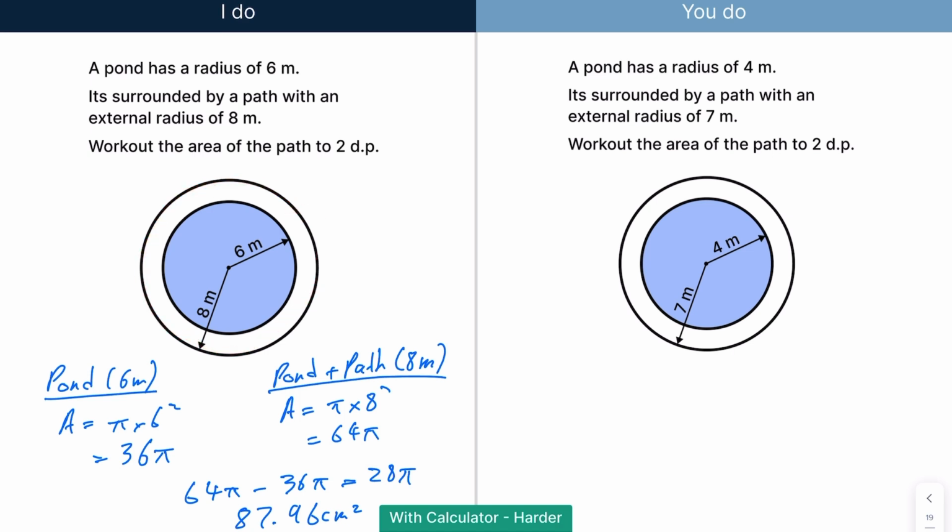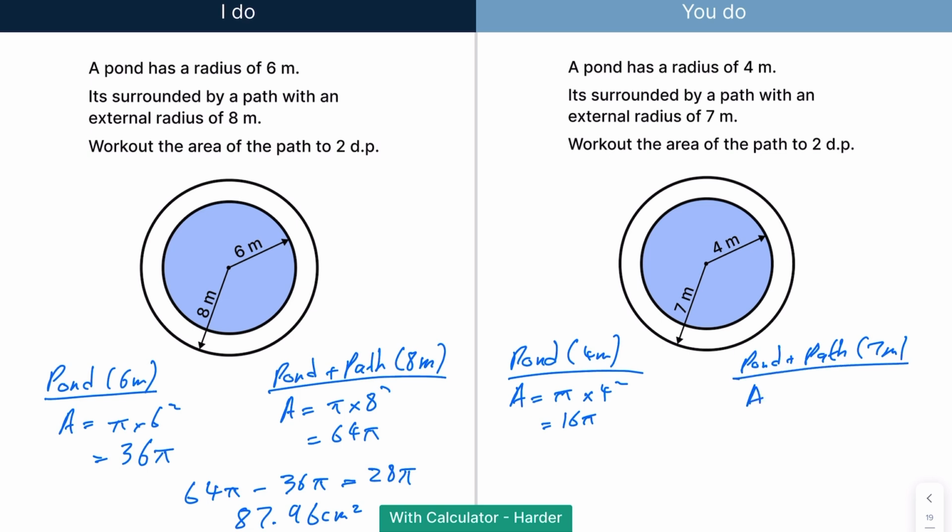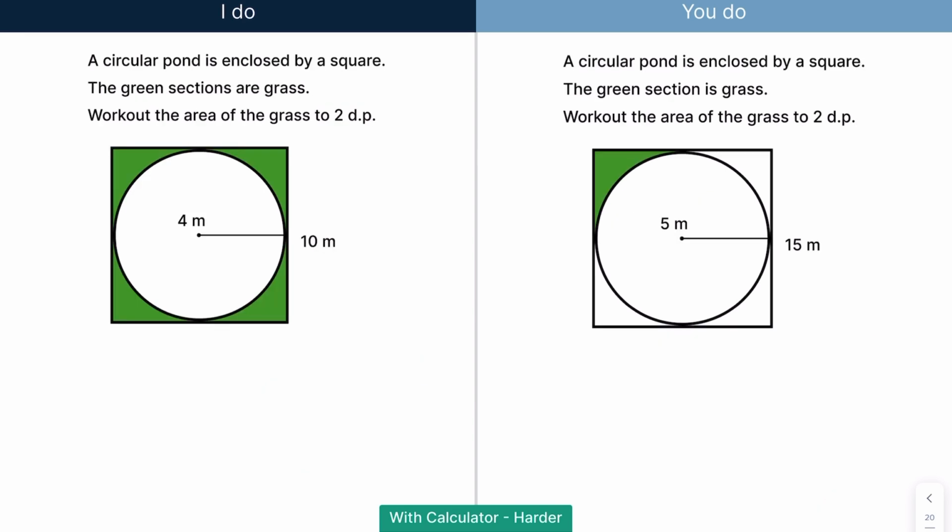So hopefully you've pressed pause and had a go at the example on the right. So the pond, which is 4 meters. So the area here is just going to be pi r squared, which is 16 pi. And then we have the pond plus the path, which is 7 meters. So the area here is going to be pi times 7 squared, which is 49 pi. And we're going to take them both away, which is 49 pi minus 16 pi. So here we can just do 49 take away 16, and then that gives us 33 pi. And it wants it to 2 decimal places, so 33 times pi, that becomes 103.67 centimeters squared.